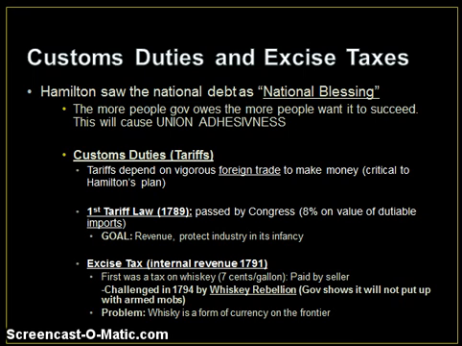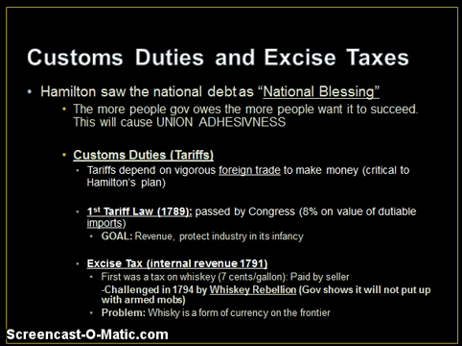Number one, customs duties or tariffs. And tariffs depend on a vigorous foreign trade to make money. So this is really critical to Hamilton's plan. We need to trade with other nations. Like, we need to sell our goods to other nations. The problem with that is, remember, we usually get our goods from other nations.